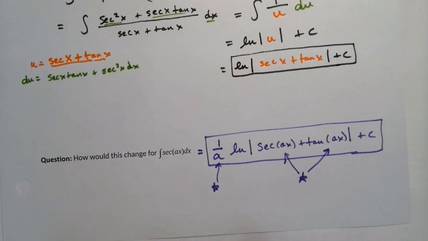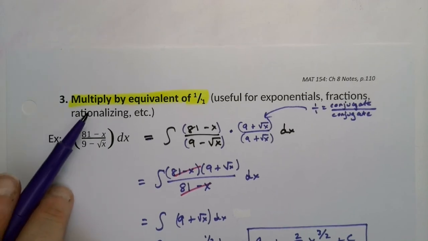All right, so that was a review of multiplying by the equivalent of 1 over 1.